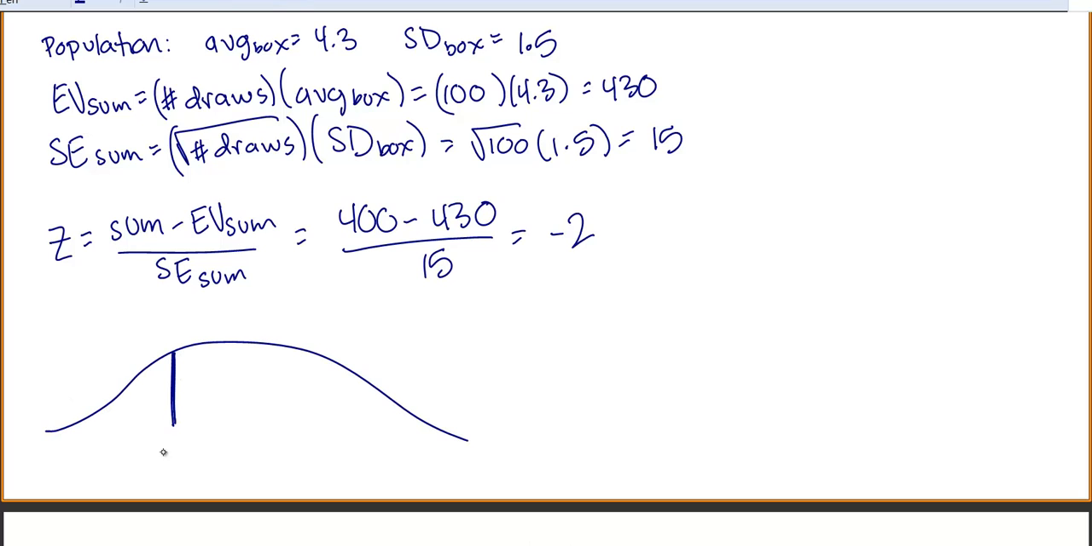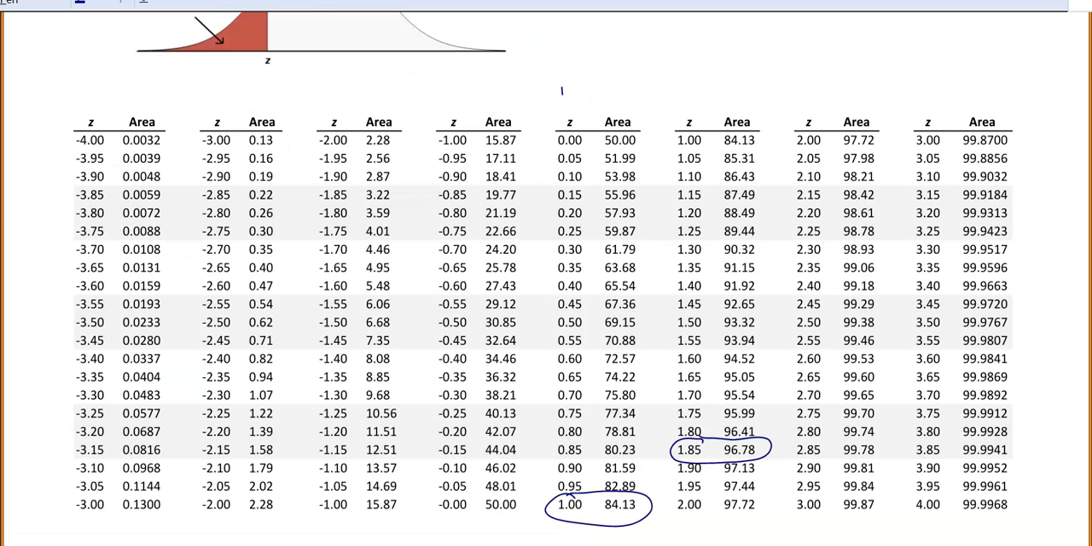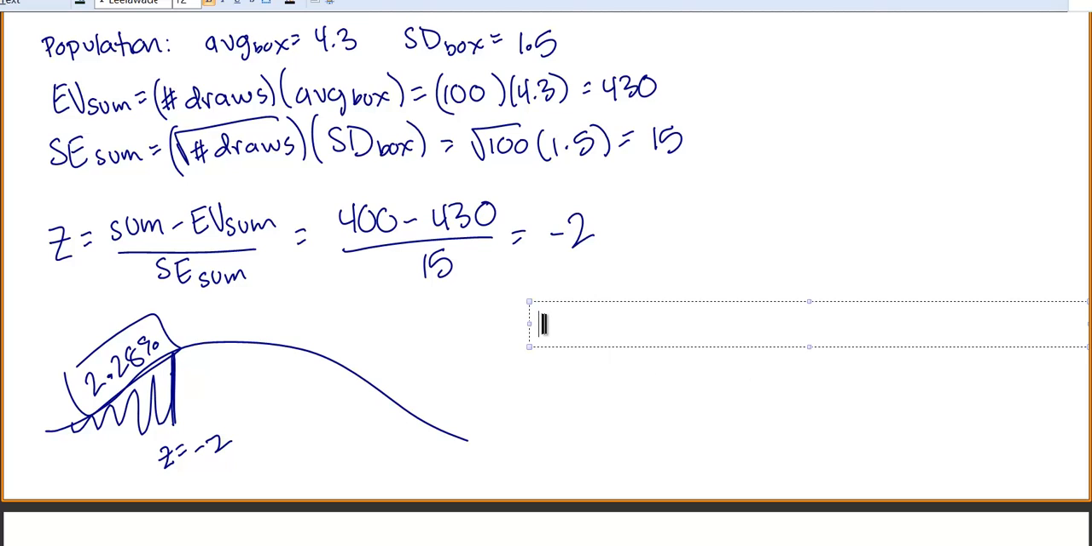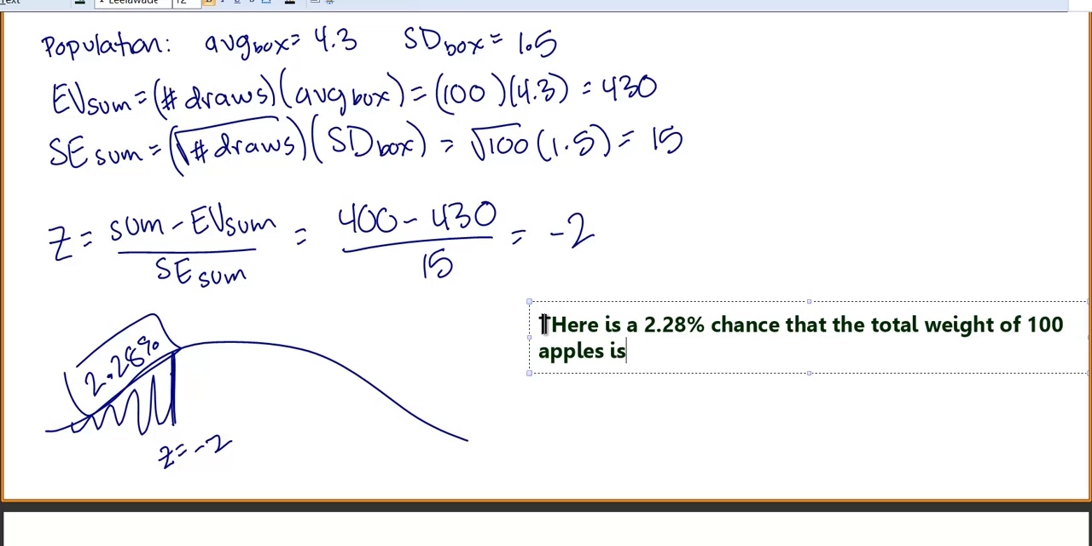So we're looking for the probability that z is less than -2, or the area to the left of -2. So go to your normal table, -2, the area to the left is 2.28%. So that's our answer. What does this mean? So there is a 2.28% chance that the total weight of 100 apples is less than 400 ounces, or 25 pounds.